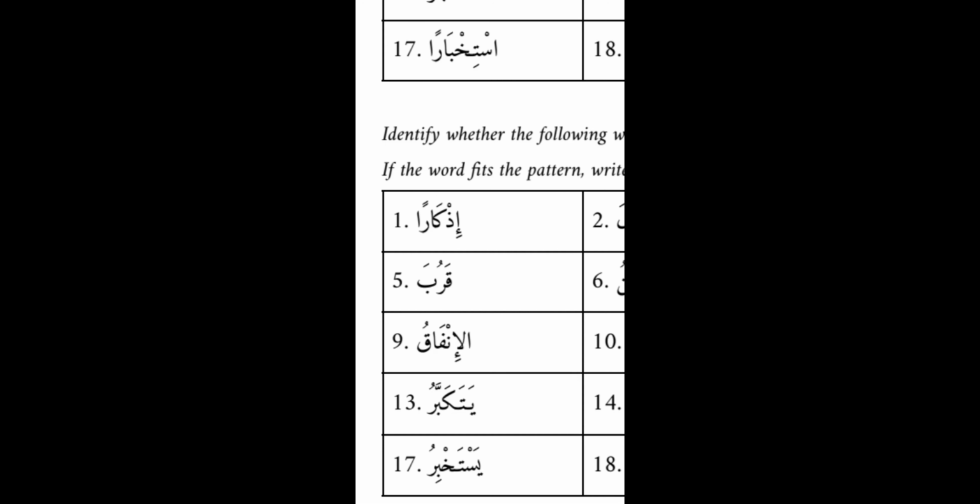Yatakabbaru. Is this a fail or an ism? Fail, present tense. Why is it a present tense? It's the ya beginning or ending. Yes, we have the ya beginning and or ending, and we do have that combination in the present tense conjugation. Okay, so you got the present tense from the markers.